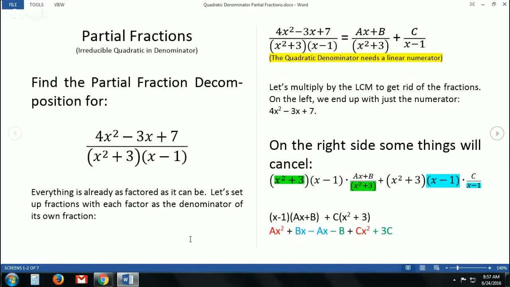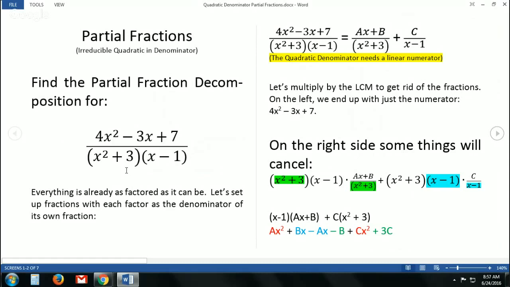Let's talk about partial fractions with an irreducible quadratic factor in the denominator. The example that we'll use is this one, and notice that everything is as factored as it can possibly be already. Even though we've got a square here, x squared plus 3 is prime.